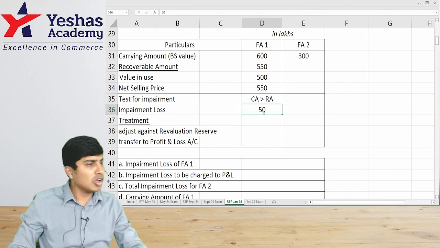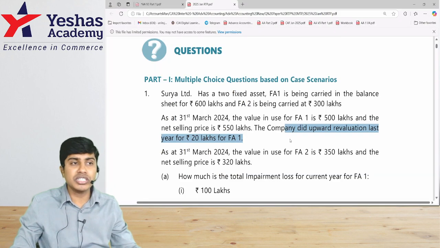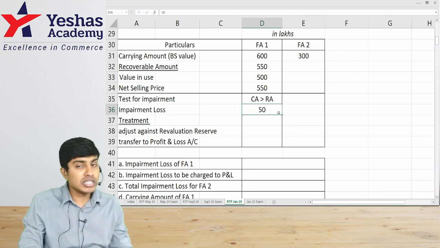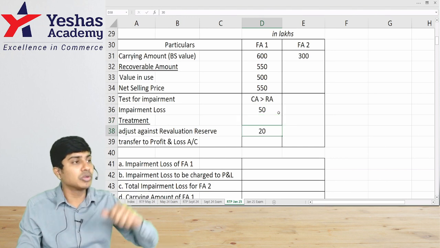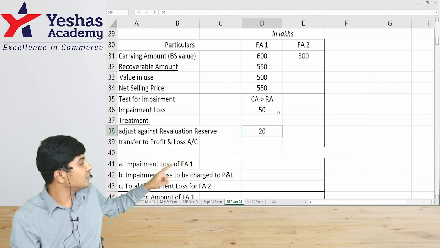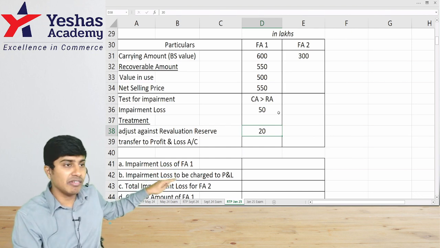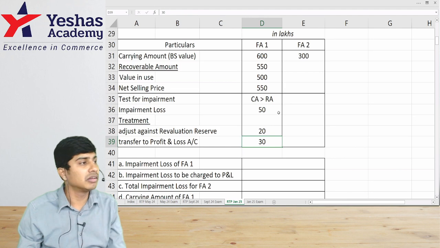We made impairment loss of 50. Am I right? If they would have not spoken anything about this upward revaluation, I would have done complete 50 transfer to P&L. Because they have done revaluation last year and there is revaluation reserve available to the extent of 20, out of this 50 lakhs of impairment loss, 20 lakhs will be adjusted against revaluation reserve. Excess of 30 will be taken to P&L.